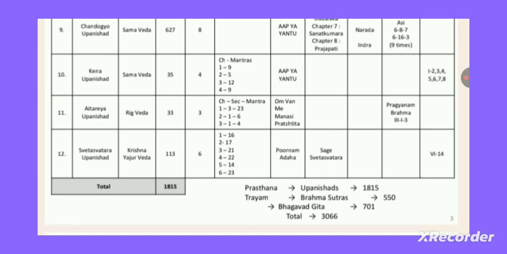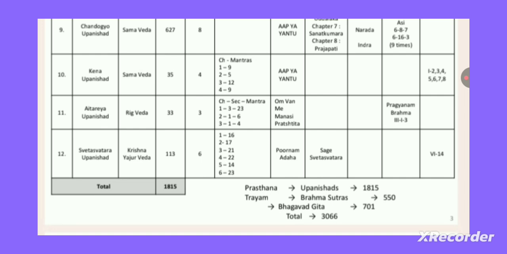And coming to the Svetasvatara Upanishad. This Upanishad is from Krishna Yajurveda, and in total it has 113 mantras divided into 6 sections. In this Upanishad, the teacher is sage Svetasvatara. That's why this Upanishad is called by his name. And the prayer is Purnamada. The goal of this Upanishad is that Chaitanyam reveals who am I. This Upanishad is the Pramanam to reveal Atma. So this is the introduction to Svetasvatara Upanishad.